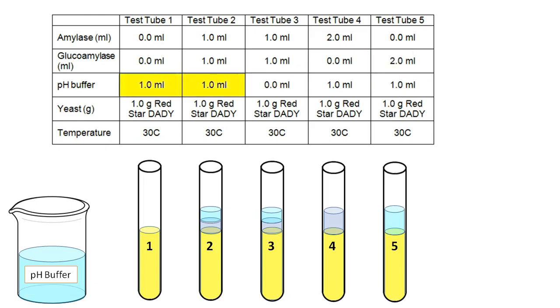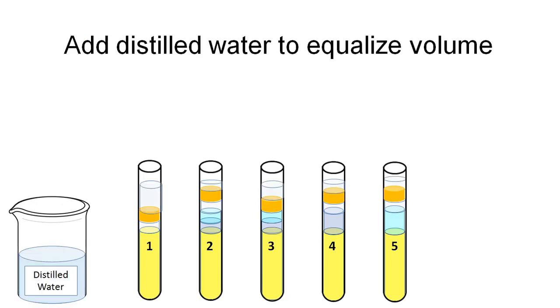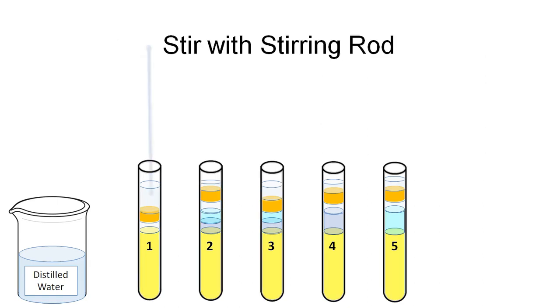The next row shows that all of the test tubes except test tube 3 get 1 milliliter of pH buffer, and all of the samples will get 1 gram of Red Star Distiller's Active Dry Yeast. They will ferment in a 30 degrees Celsius water bath. Distilled water can be added to equalize the volume of the samples. At this point, you will want to stir to thoroughly mix the samples.